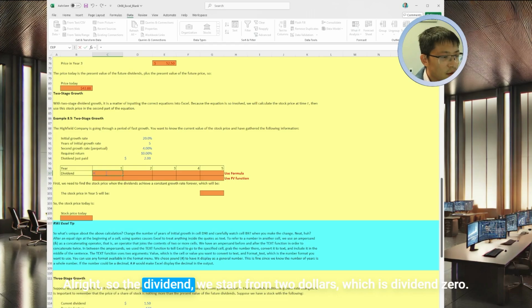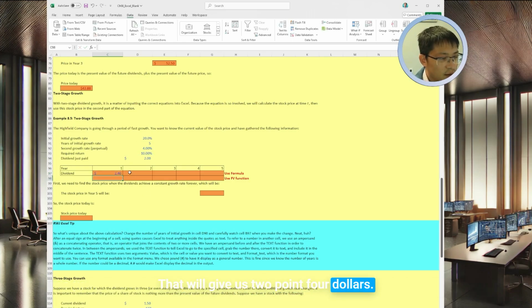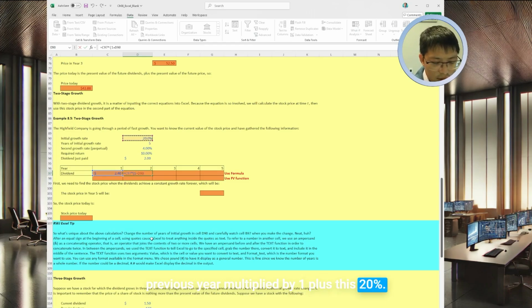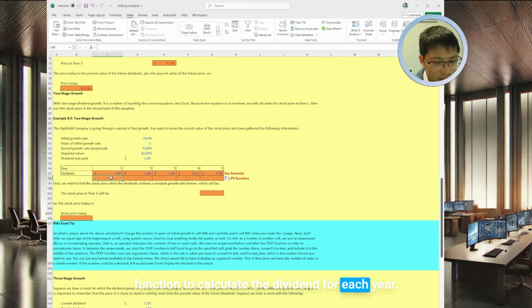So the dividend, we start from $2, which is dividend 0. We're going to multiply by 1 plus the growth, which is 20%, equals $4. For the second year, it is the previous year multiplied by 1 plus 20%. We don't want to do it like this one by one, we just want to fix this 20% and apply this equation. Or we use the future value function to apply to the range.